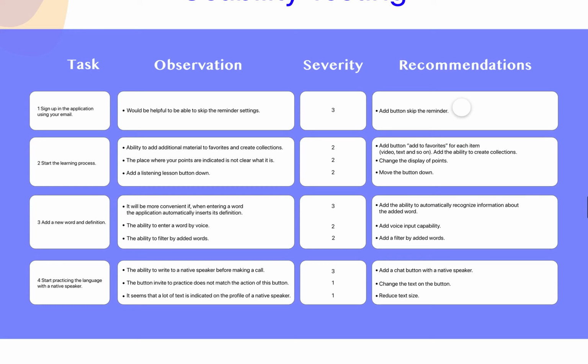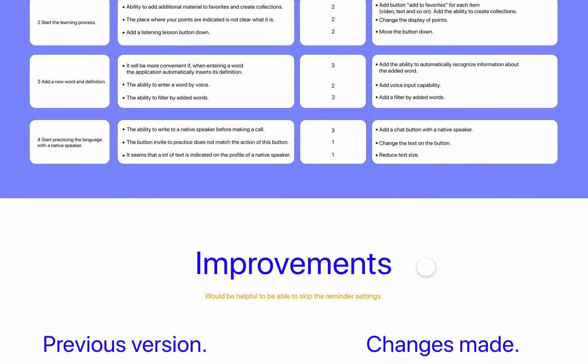Usability testing. We conducted tests with 3 participants via Zoom and invited them to go through 4 tasks. The first task was to sign up in the application using your email. The second, start the learning process. The third one, add a new word and definition. The fourth, start practicing the language with a native speaker. After the test, we wrote down the errors that were noticed by the participants and made improvements.